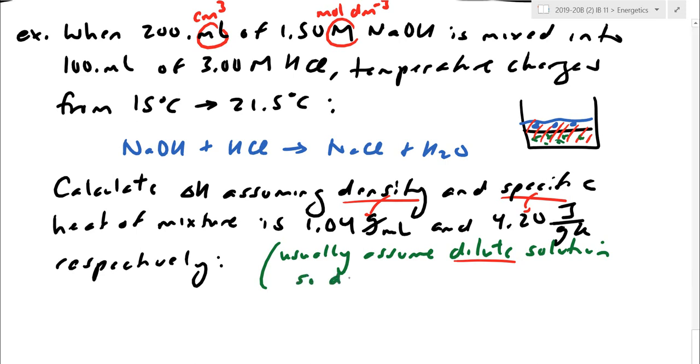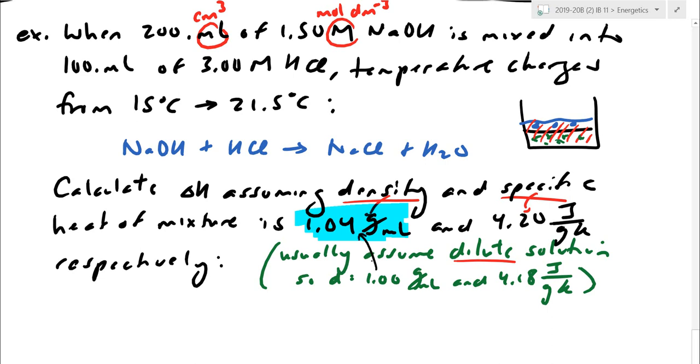So the density is just 1, right? That's for water, and 4.18. I'm not going to use that this time because I was given new numbers. For the mixture, you actually do have HCl and NaOH here. The density is slightly off from 1, and the specific heat is slightly off from 4.18. So if I'm given them, obviously use them. But otherwise, you just pretend it's dilute. We're always going to pretend the water is the solvent and use water's numbers.